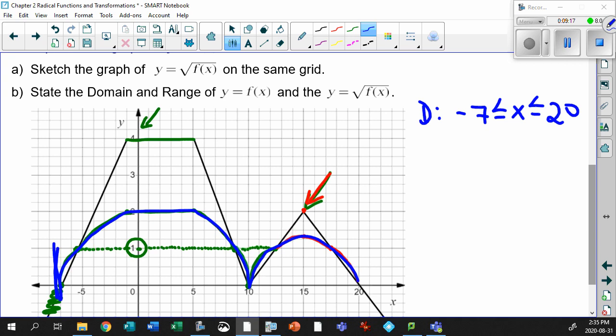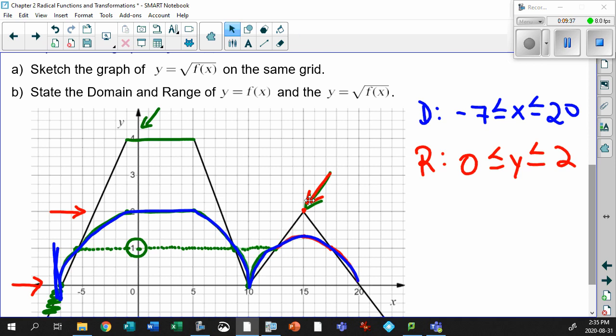Okay, now let's talk about the y values. Think about this. The biggest y value you have here is 2. The smallest y value is 0. So your range then is between 0 and 2. Done. There's your graph. That's how you graph something that looks pretty strange. Things to remember. Follow those invariant points and watch out for that one right there. That helps you out incredibly in graphing something like this.